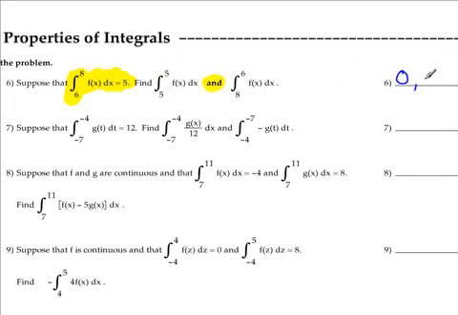What's the integral from 8 to 6 of the same function? Two more than 0. Well, that would be 2. Negative 5. Oh, right.